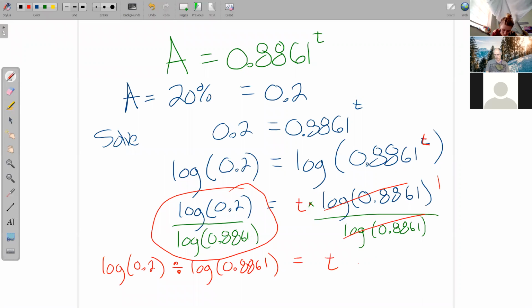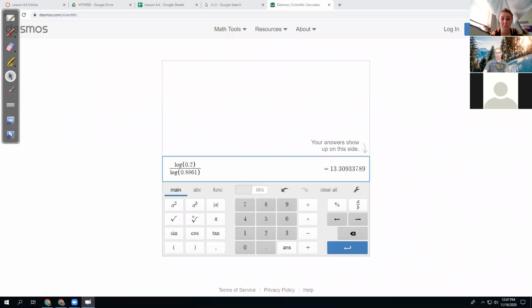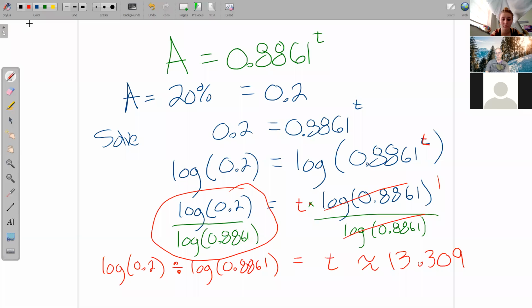So I got T is approximately 13.309. I went to 4 decimal places. All right, what does T mean again here? T stands for what? Years? Thousands of years? Something else? Thousands of years, right? So this is really 13,000.